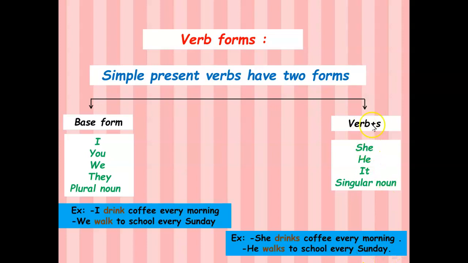So she plus the verb with s. He plus the verb with s. It plus the verb with s. And the singular noun plus the verb with s. What about I? I plus the verb without s. You plus the verb without s. We plus the verb without s. They plus the verb without s, the plural noun plus the verb without s. I drink coffee every morning. We walk to school every Sunday. She drinks coffee every morning. He walks to school every Sunday.